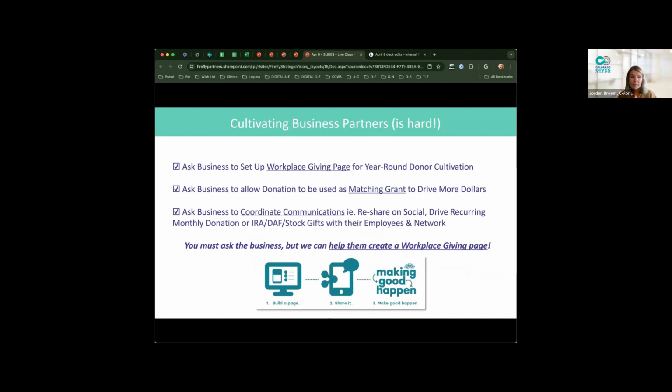So a couple more thoughts. We want you to be considering asking businesses to set up a workplace giving page for year-round donor cultivation. I'll just note that these workplace giving pages can highlight one or multiple nonprofits. And so a business doesn't have to feel like they're forced to only highlight your nonprofit organization.